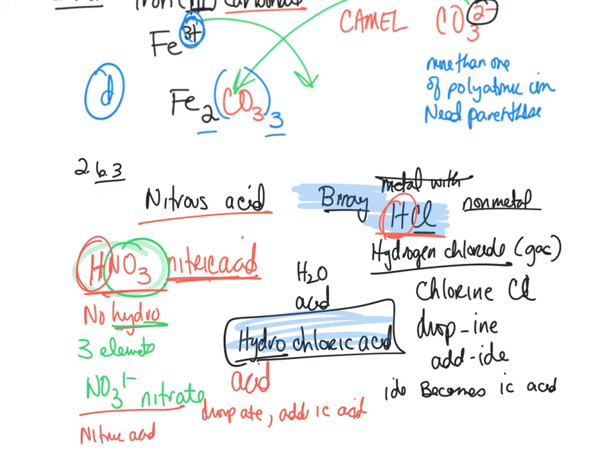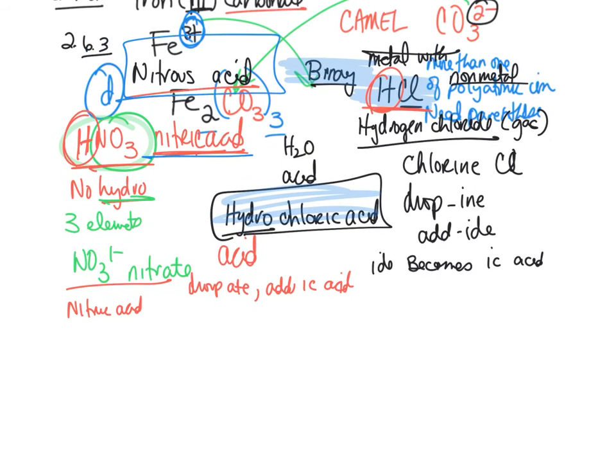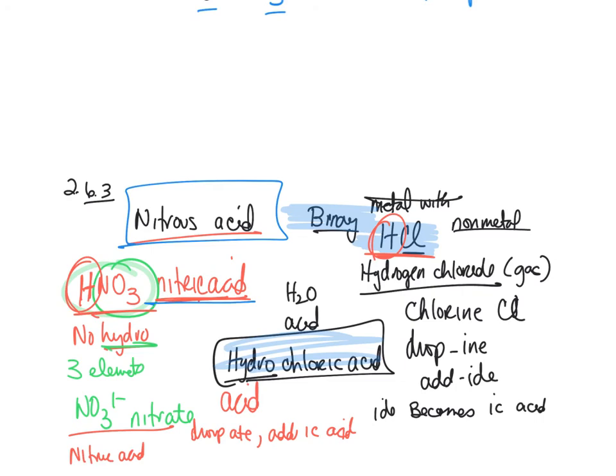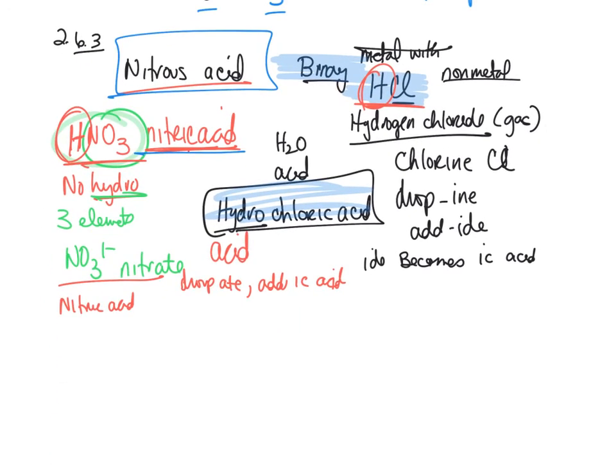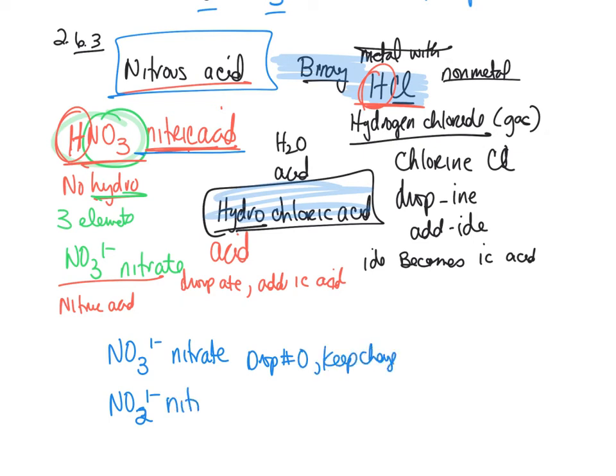But that's not what it's asking for here. It's asking for nitrous acid. Nitrous acid comes from the ite. So you remember how we get nitrite? We always start with nitrate, and then we're going to drop the number of oxygens and keep the charge. So we drop the number of oxygens and we keep the charge, and this becomes nitrite.